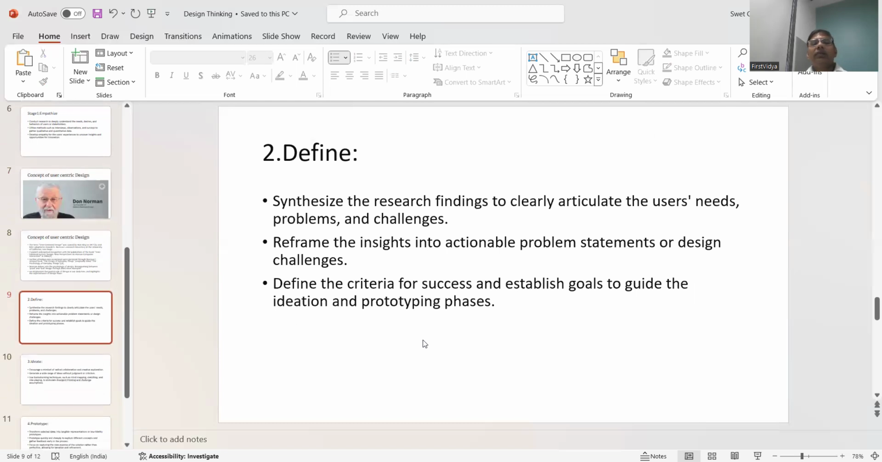Okay, so the second thing is define. After empathy, we have to define the problem. Many problems in the world are not being solved because the problem is not defined; it is ill-defined. So if you want to solve any problem, if you want to design anything, first we have to define it very well. What are the challenges? What are the things we are going to aim to solve?